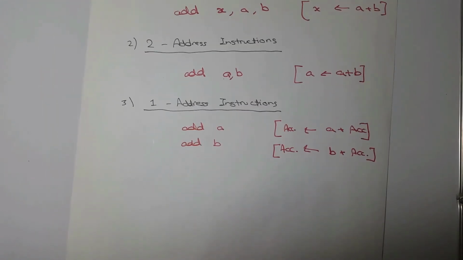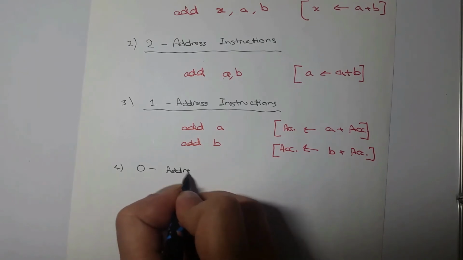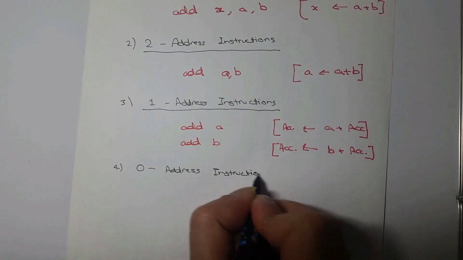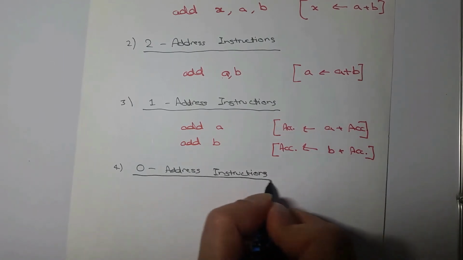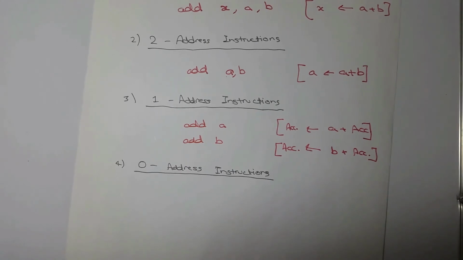Now the last type is zero address instructions. Zero address instructions are used in stack organization. So we'll be using a stack. When we say we have to add two numbers, we cannot use A and B, we have to use only stack organization instructions such as push, pop and add.